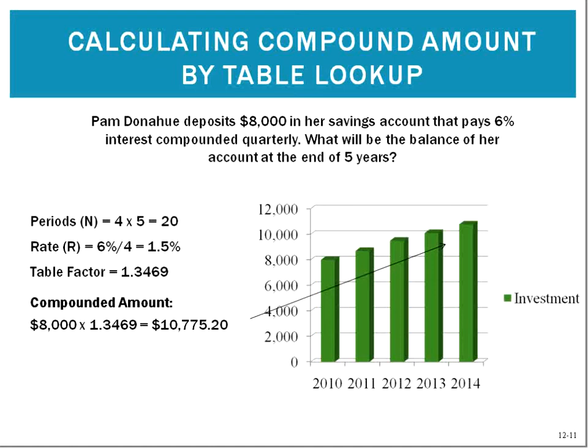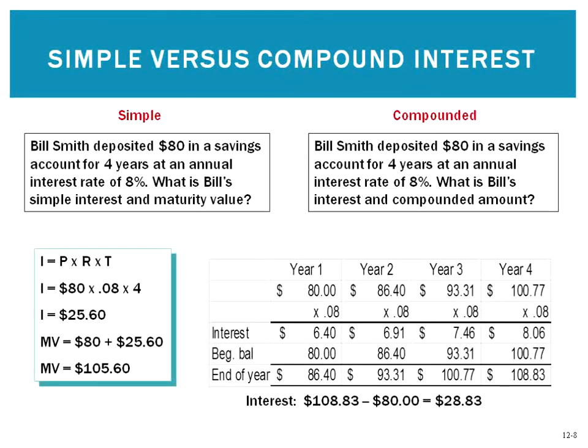And then step number 4 is you multiply that loan amount, that principal amount, which is $8,000. In this case, it's a deposit, times your table factor of 1.3469, which is equal to $10,775.20. Now this number that we calculated is what we got at the end of, if you see year 1, year 2, year 3, year 4, we had for 5 years, 4 quarters, so we had 1, 2, 3, 4, 1, 2, 3, 4, 5 times.